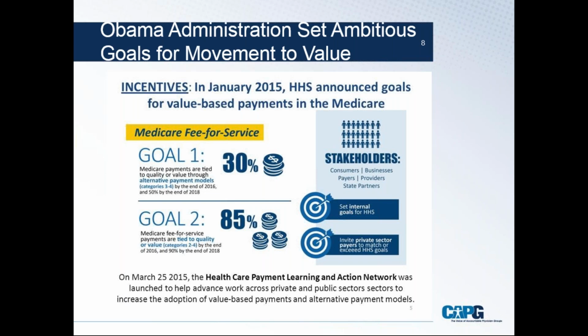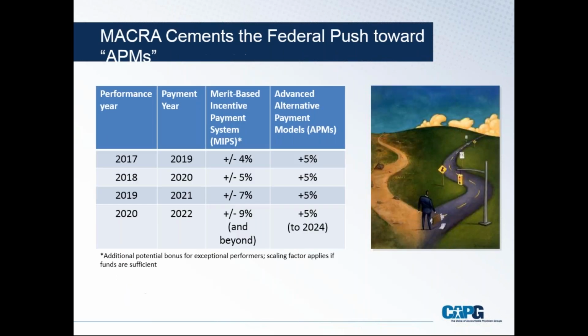So, if fee-for-service is going to continue, it wouldn't be paid just for doing the service; there would be some sort of quality and cost component attached to that payment for 85% of what Medicare pays by the end of 2016 and 90% by the end of 2018. They also established goals around moving increasing percentages of clinicians into alternative payment models, 30% by the end of 2016 and half of all clinicians in APMs by the end of 2018.